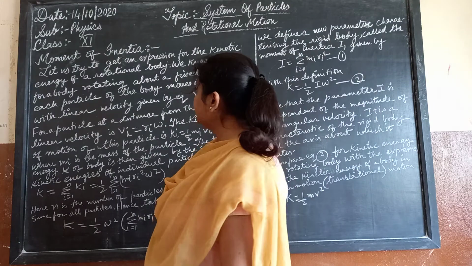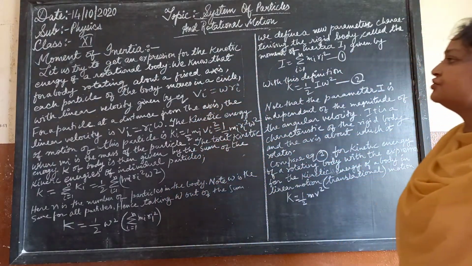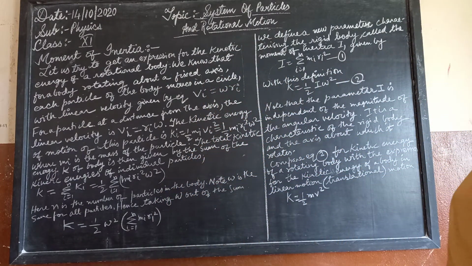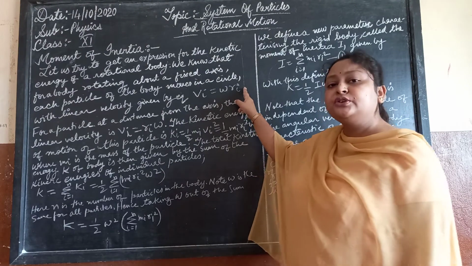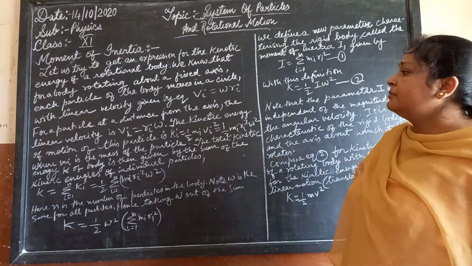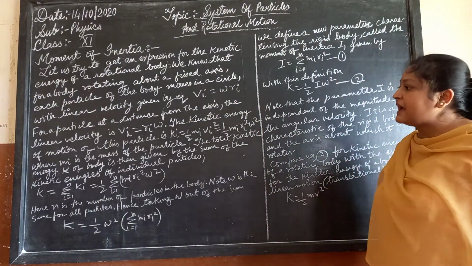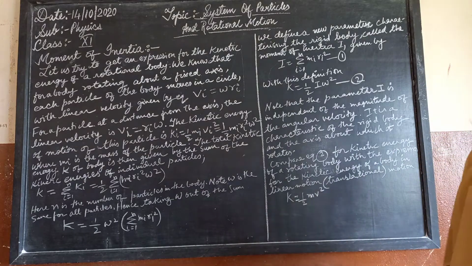In this chapter, we will learn now moment of inertia. So let us try to get an expression for the kinetic energy of a rotational body. We know that for a body rotating about a fixed axis, each particle of the body moves in a circle with a linear velocity given by v_i equal to omega r_i. For a particle at a distance r_i from the axis, the linear velocity v_i is equal to r_i omega.